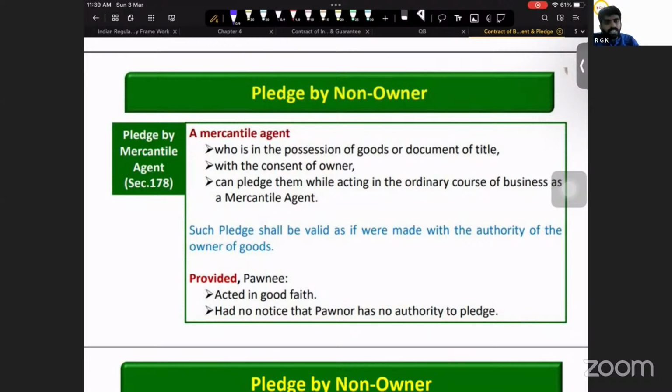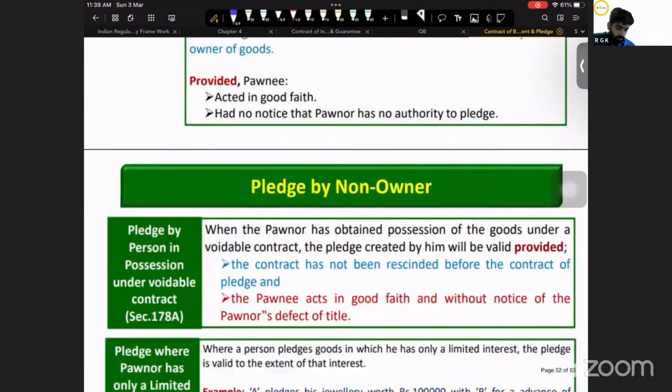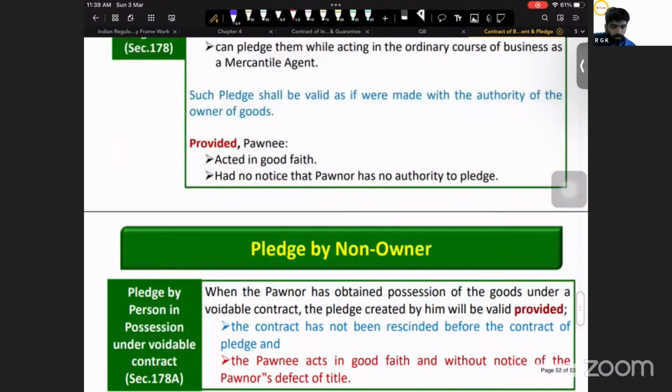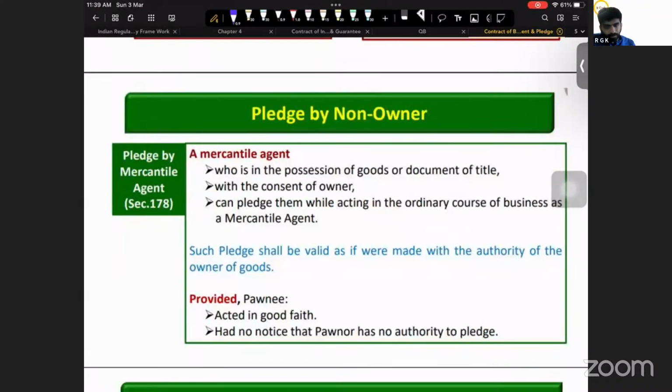In Sale of Goods Act, we say this as sale by non-owners. Here we consider it as pledge by non-owners. Almost similar circumstance. So let us discuss this one by one. First one is pledge by mercantile agent.